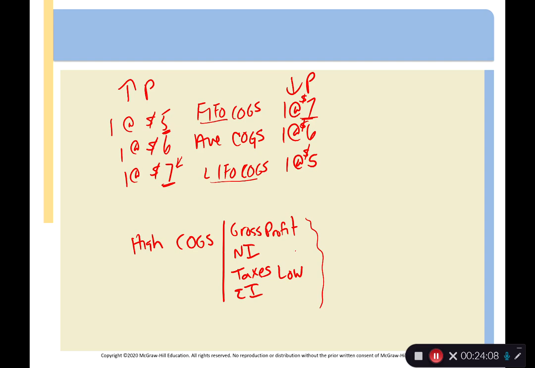So whenever you're asked a conceptual problem about periods of rising or declining prices and which method gives you the highest or lowest anything, use these little cheats to help you through, and you'll be able to come up to the right answer each and every time.